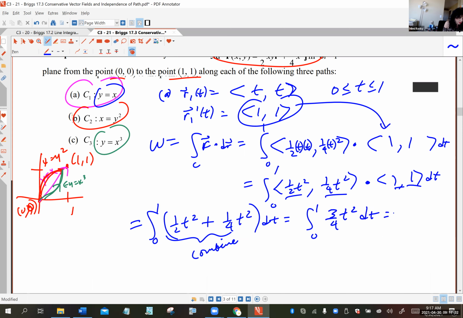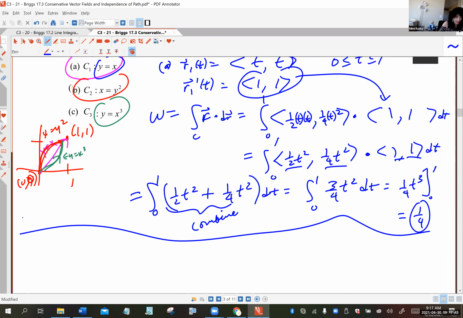Okay, so we're going to integrate 3/4 t squared, and I get 1/4 t cubed, and evaluate between 0 and 1, and I get 1/4. Final answer, and I'm done with letter A. I'm going fast. If you're lost, watch the video recording.